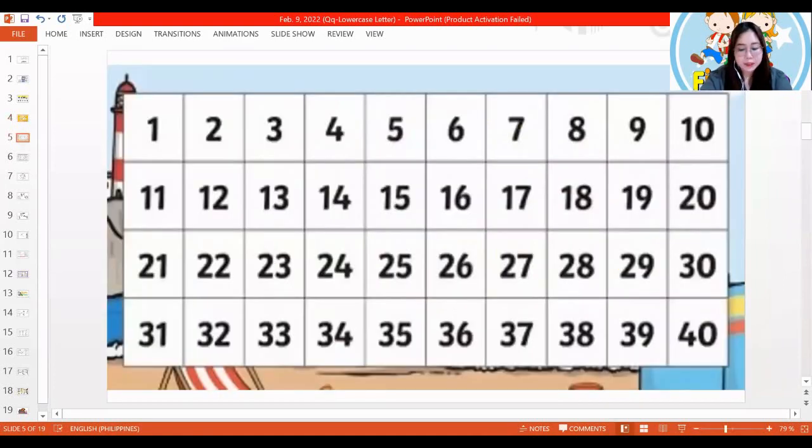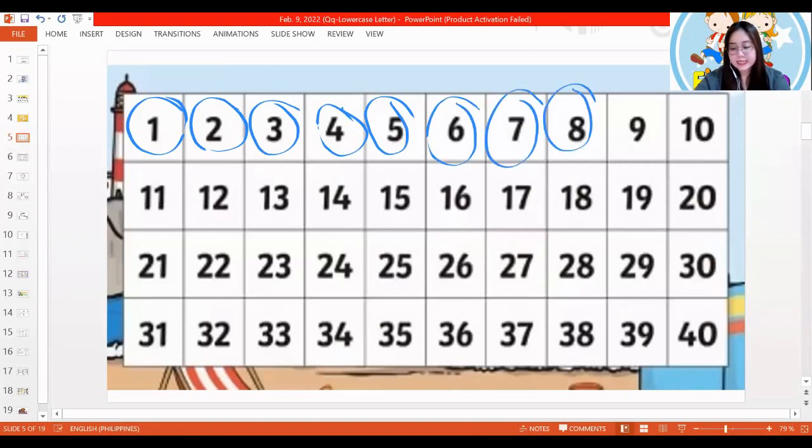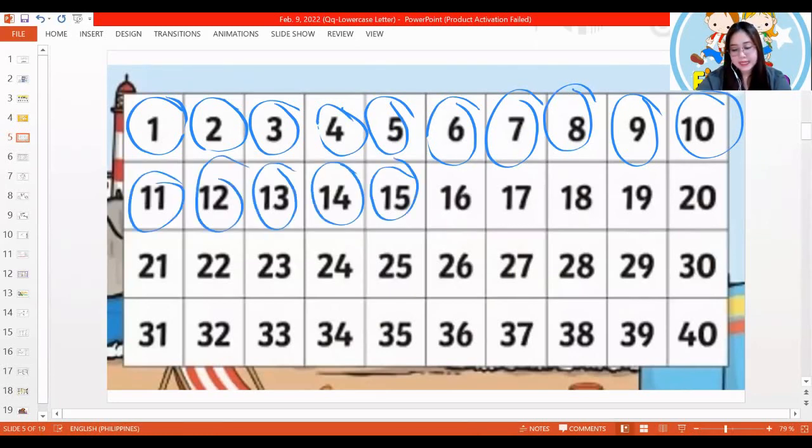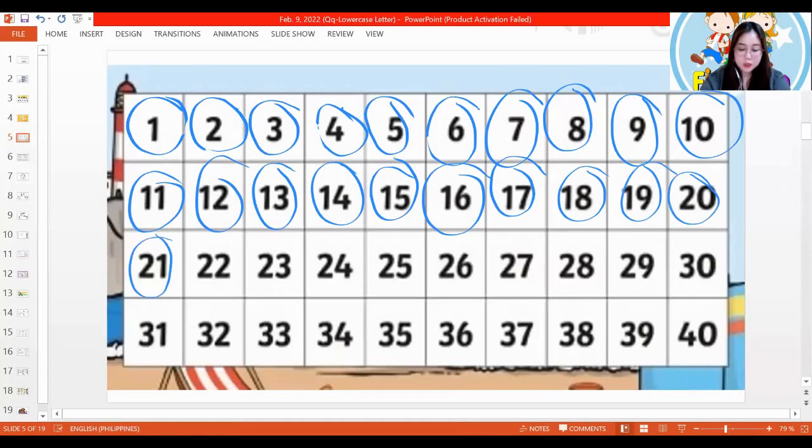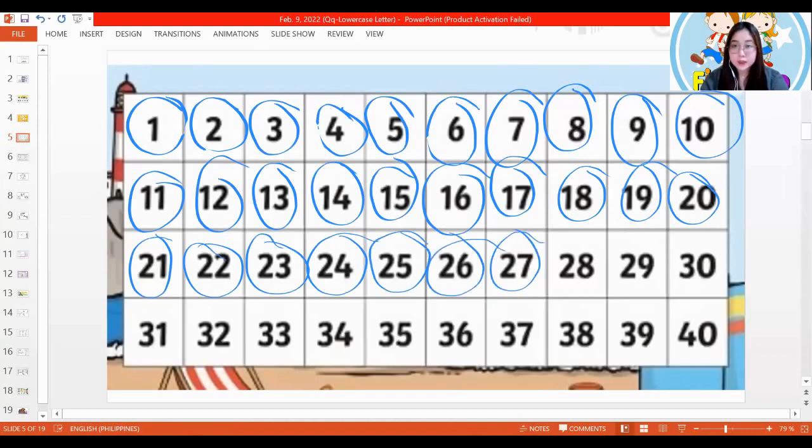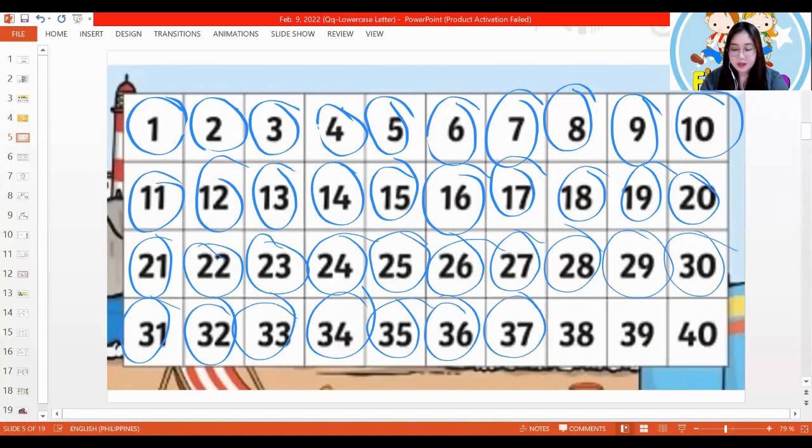Let's start by counting from 1 to 40. 1, 2, 3, 4, 5, 6, 7, 8, 9, 10, 11, 12, 13, 14, 15, 16, 17, 18, 19, 20, 21, 22, 23, 24, 25, 26, 27, 28, 29, 30, 31, 32, 33, 34, 35, 36, 37, 38, 39, 40.